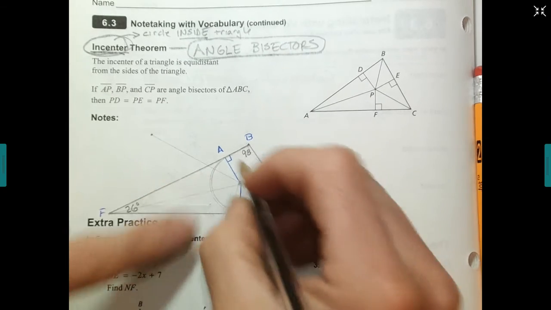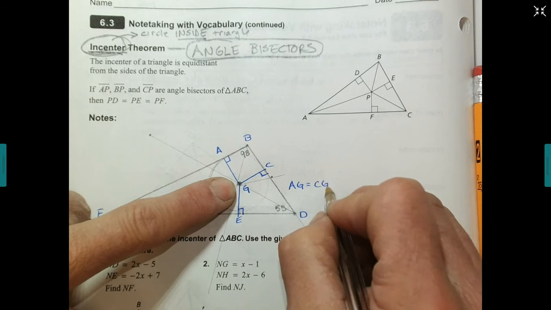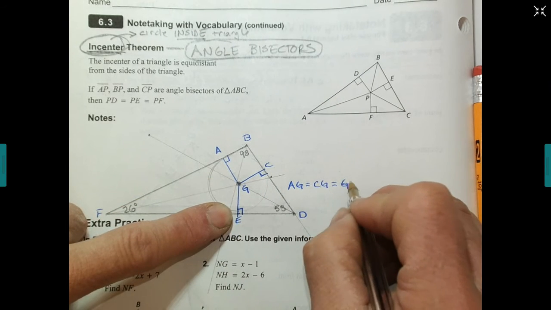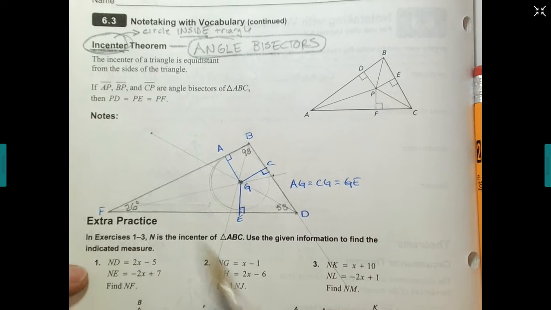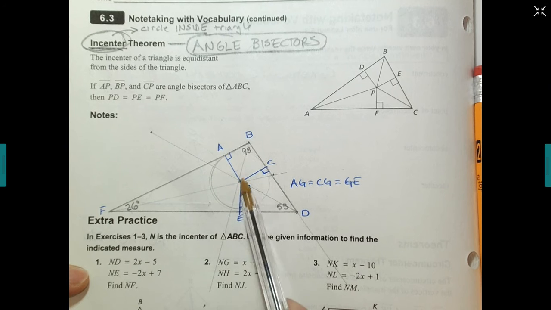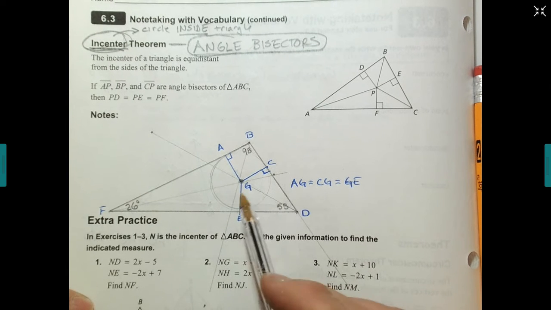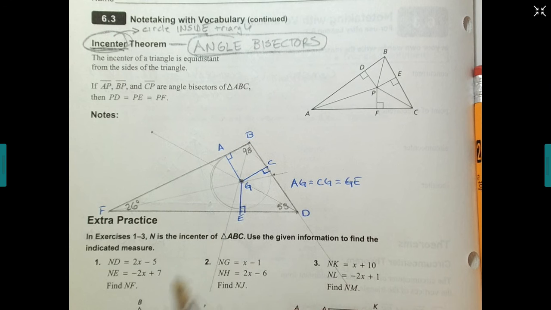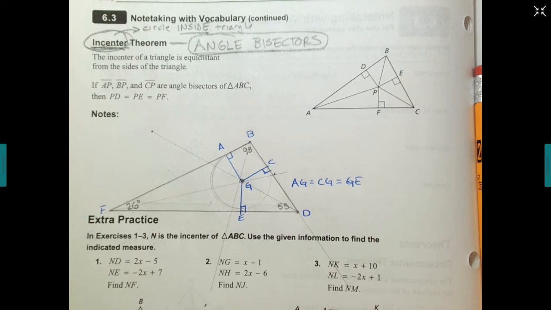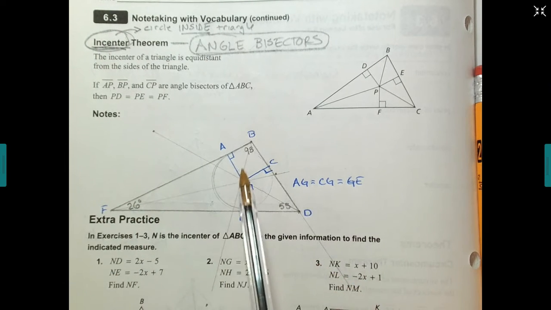So we're going to say AG equals CG, which equals GE. So basically the incenter theorem is telling us that if we have the circle inside, and we draw the lines to our triangle, those lines are equal. And it's the same deal. You know that so that you can find measurements.